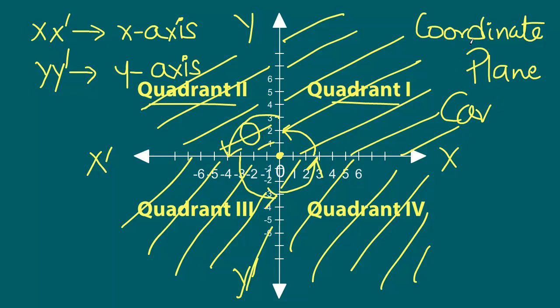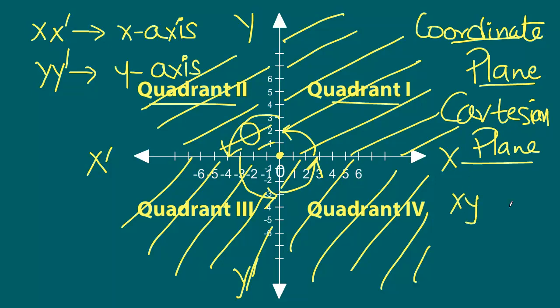Sometimes you will see the words coordinate plane and the Cartesian plane in honor of René Descartes. So we use them interchangeably, and it is also sometimes referred to as the XY plane. So they all mean the same thing. Whenever you hear any one of them, what it means is this entire plane where we have the 2 axes, x-axis and y-axis. This entire plane can be referred to as coordinate plane, Cartesian plane, or the XY plane. They all mean one and the same.